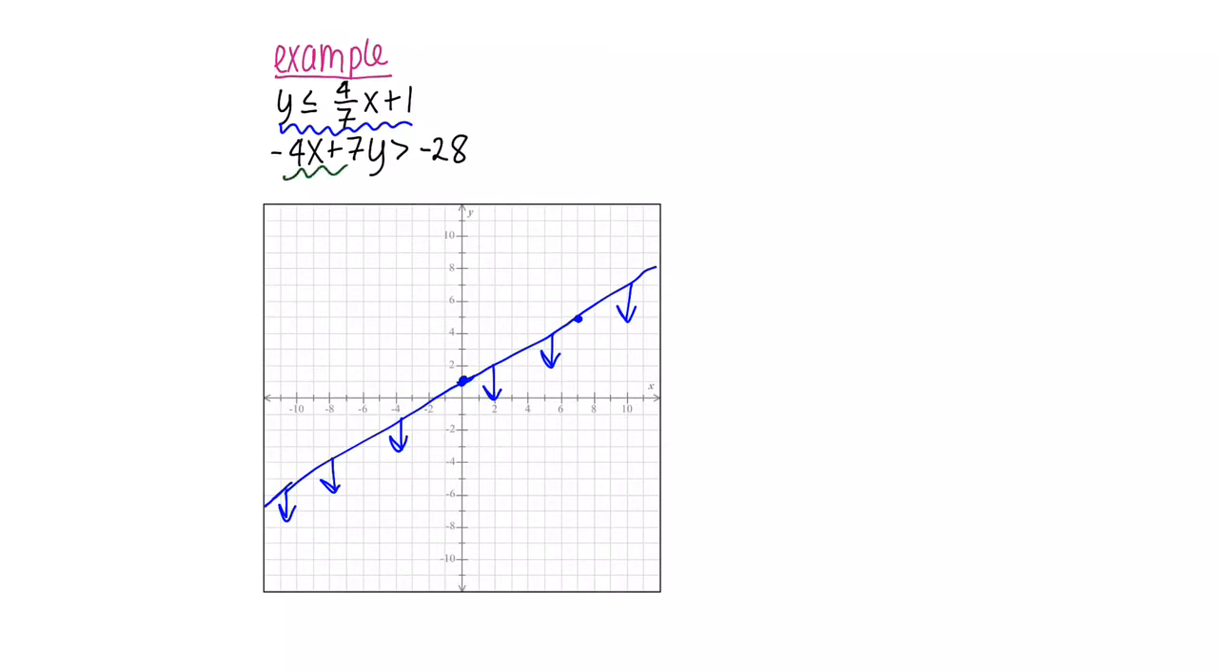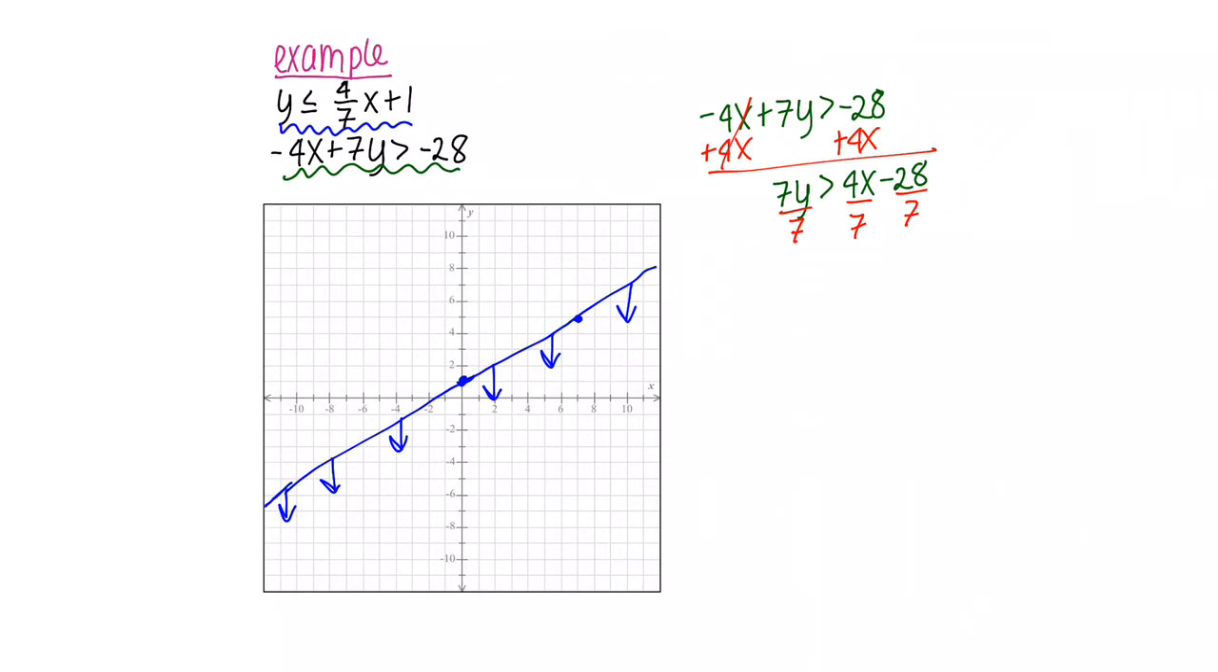And the second one, he does need to be put into slope-intercept form, so negative 4x plus 7y greater than negative 28, adding 4x to both sides. 7y is greater than 4x minus 28. Divide everything by 7. Y is greater than 4/7 x minus 4.